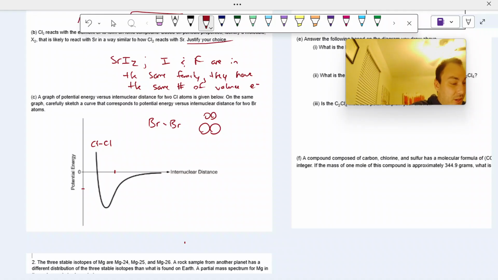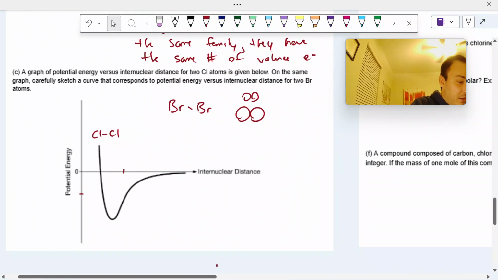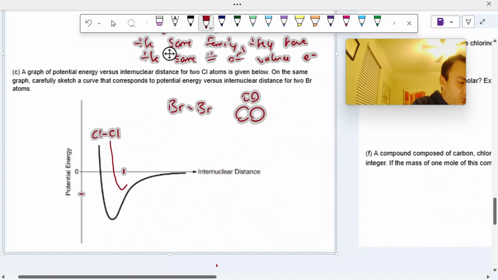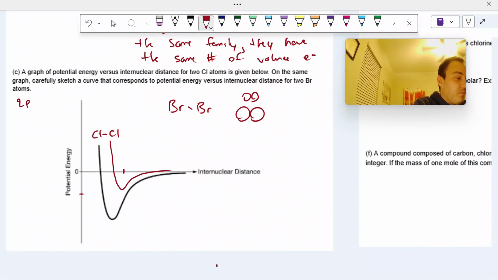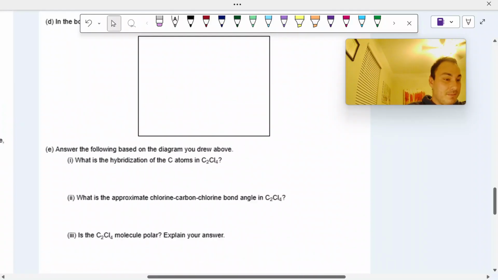Let me zoom in a little bit. Not that much. Something like that. And then this is a 2-pointer. 1 point for to the right, 1 point for up. All right, let's go to part D.